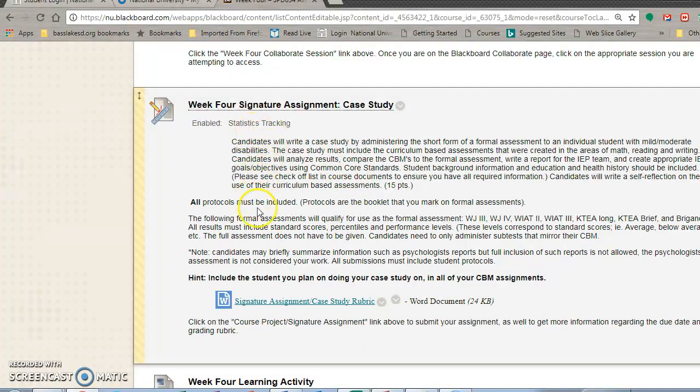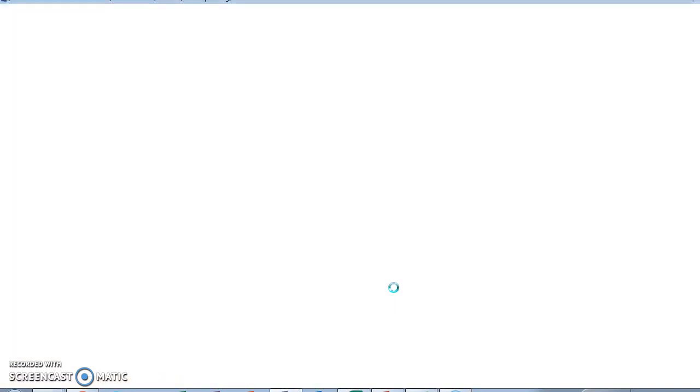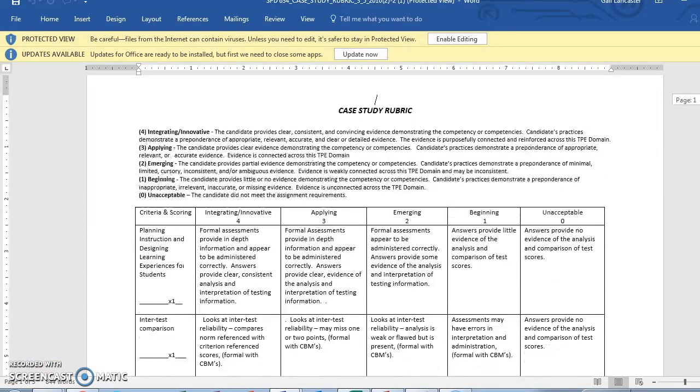One of the things I really would like you to do is take a look at the rubric. So let's take a look at it. Let's let it come up here. And really check out this rubric, because that is what you will be assessed on. Okay, it's taking its sweet time here. Okay, here we have the case study rubric.